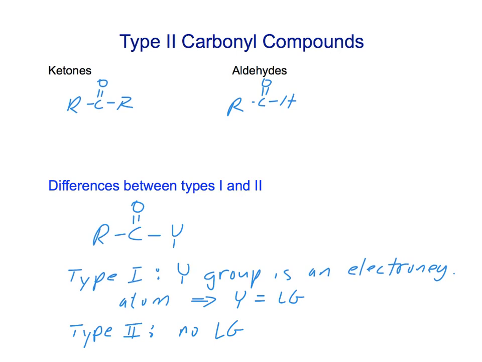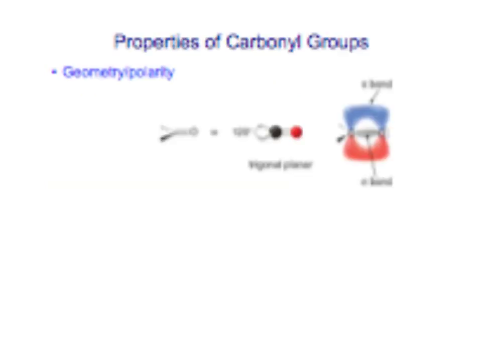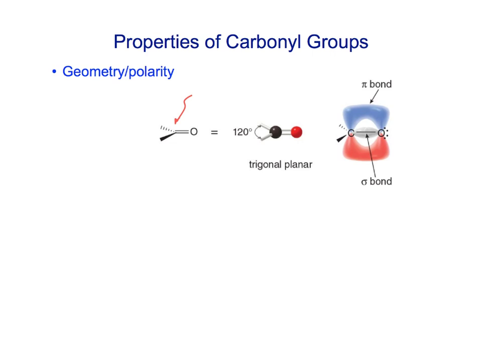Okay, so this difference in a carbonyl group, whether it has a leaving group or not, is what dictates the different reactivities that we're going to see in this chapter. Okay, so let's remind ourselves first about just the structure of these carbonyls. We've kind of covered this already, but we know that the carbonyl carbon and the oxygen, what's the hybridization of these two atoms? sp2, and so they're both trigonal planar.